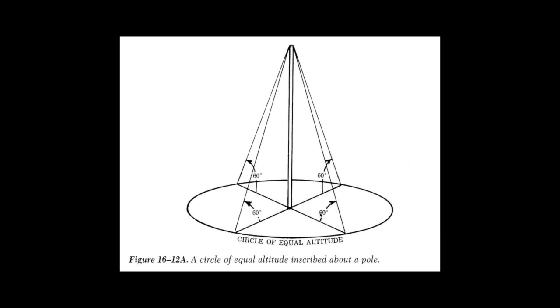Circle of equal altitude, that's what it has to be like. They're all 60 degrees. It has to be 60 degrees all around. You can't have curved radii.